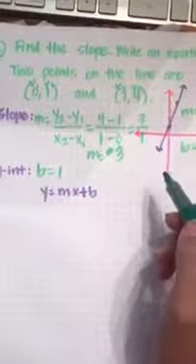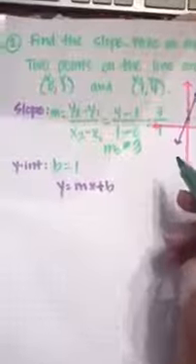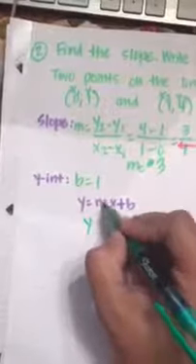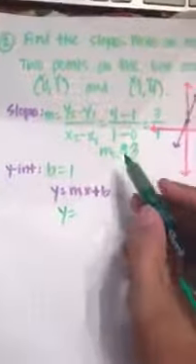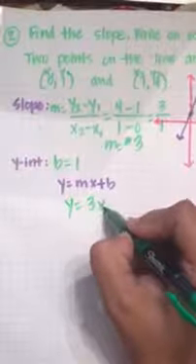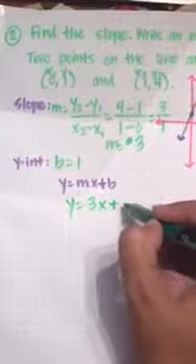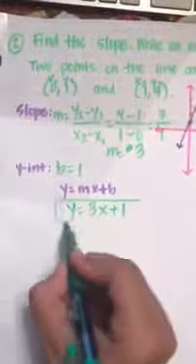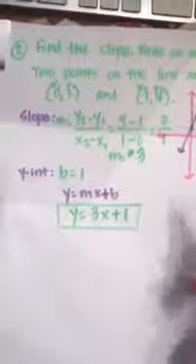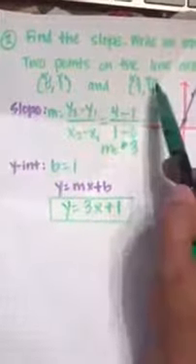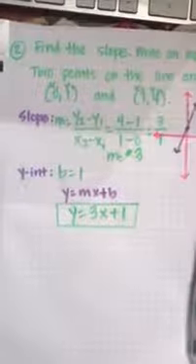Alright, so if we use the slope and the y-intercept to write an equation, we have y is equal to mx plus b. 3 is the slope, that goes in the place of m. Y-intercept is 1, that goes in the place of b. So we can write that equation using the points that we were given by finding the slope.